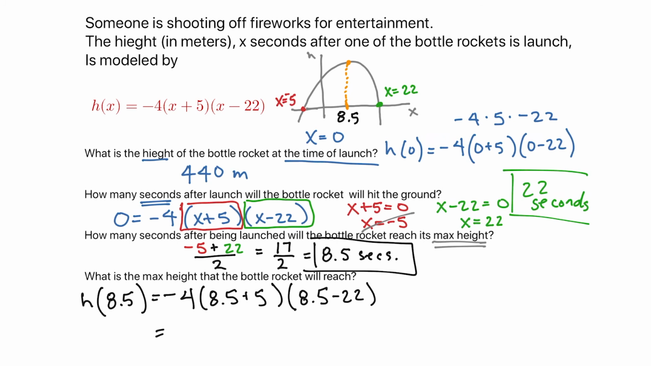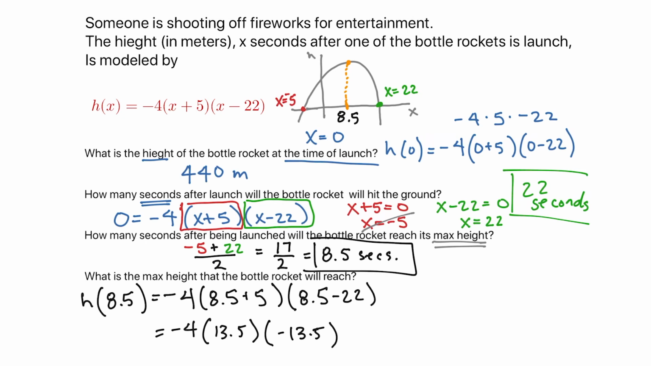So let's do 8.5 plus 5. This -4 is going to stay right here. And I get 13.5. I'm just using my calculator right now, guys. It is okay. 8.5 minus 22 is -13.5. Now it's just a bunch of multiplication. This is going to be a pretty big number, because it's already starting at 440 meters off the ground, so it can only go up from there, right?